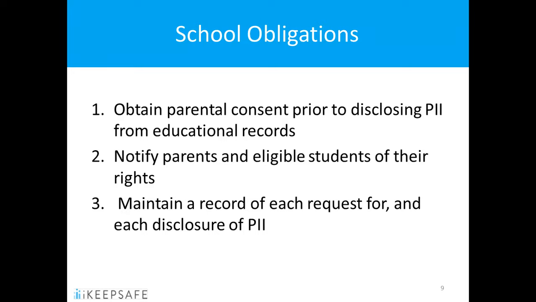Typically, notice comes home at the start of the school year, among other forms parents must sign. Sometimes it's included in the parent-student handbook. And then lastly, schools must maintain records of requests for access to the disclosure of personally identifiable information. Schools must keep a record of each request for and each disclosure of PII that is contained in the student's education records.